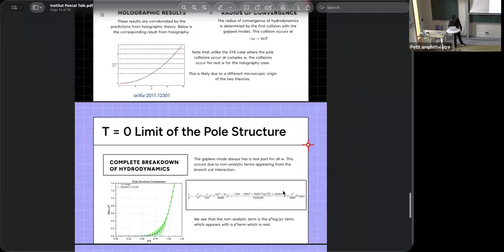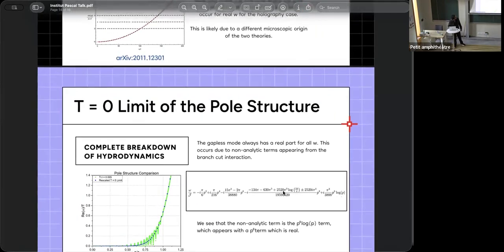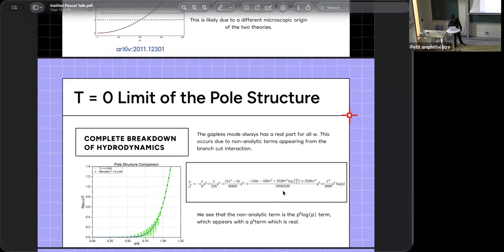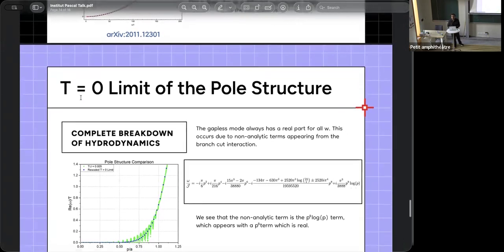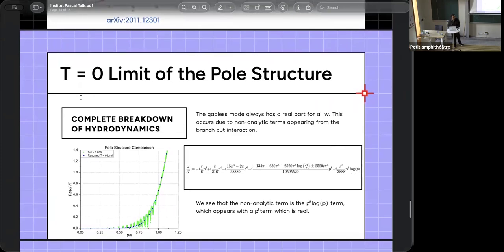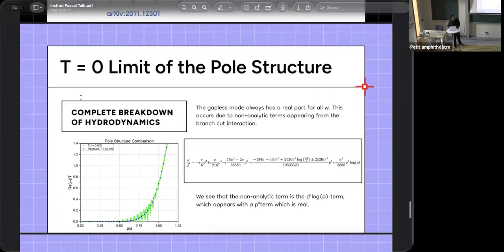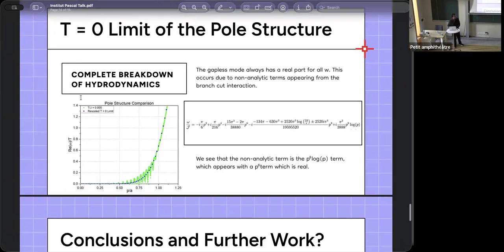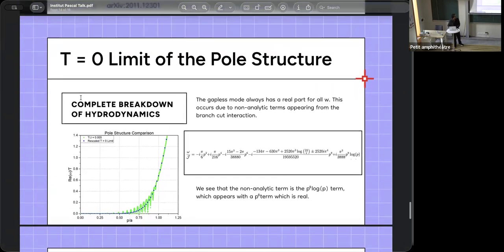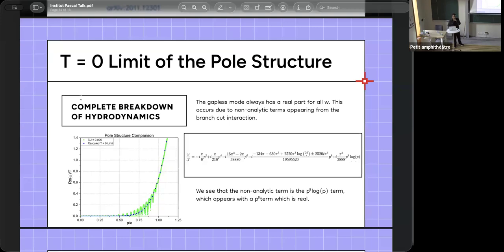So you say at 0 temperature, there's a propagating mode? Sorry, can you repeat the question? Yes. Okay. Thank you. With p to the 4. P to the 4. Sorry, p to the 8. P to the 8 for energy. Yeah.